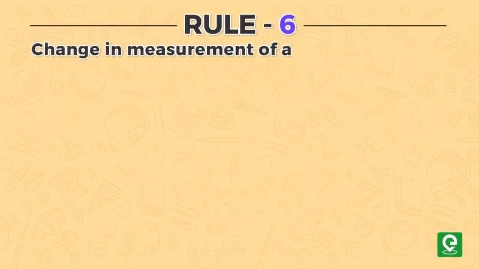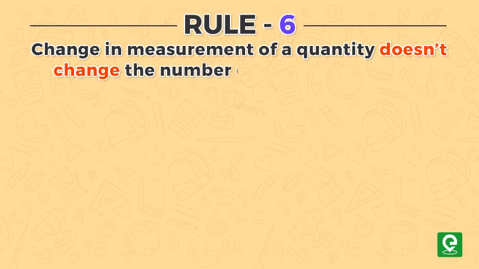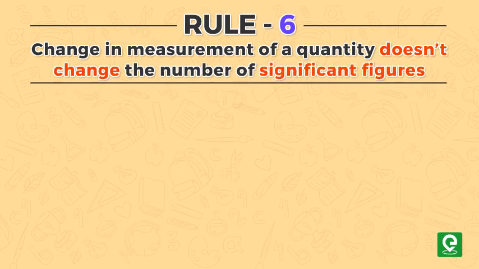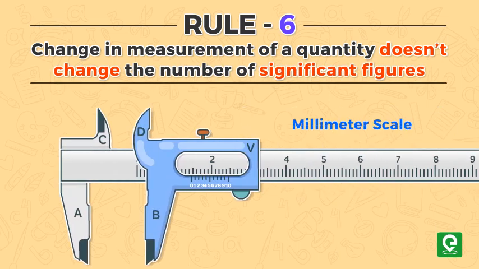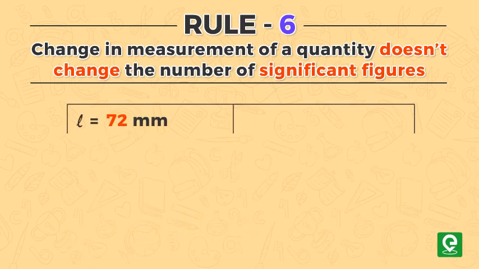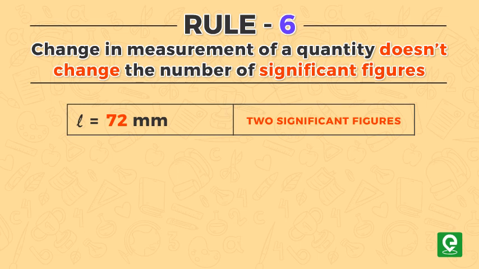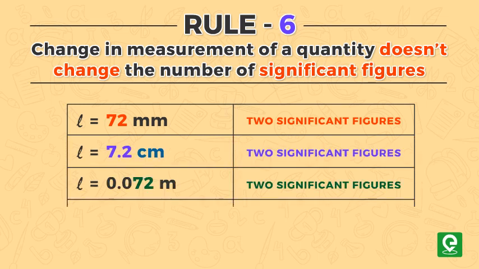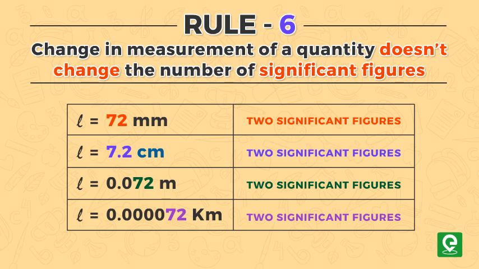Rule number 6. Change in measurement unit of a quantity doesn't change the number of significant figures. Suppose a measurement was done using a millimeter scale and we get length equal to 72 millimeter. Then it has 2 significant figures. If we measure the same length in centimeter, meter and kilometer, then in all 3 cases, it will have 2 significant figures.